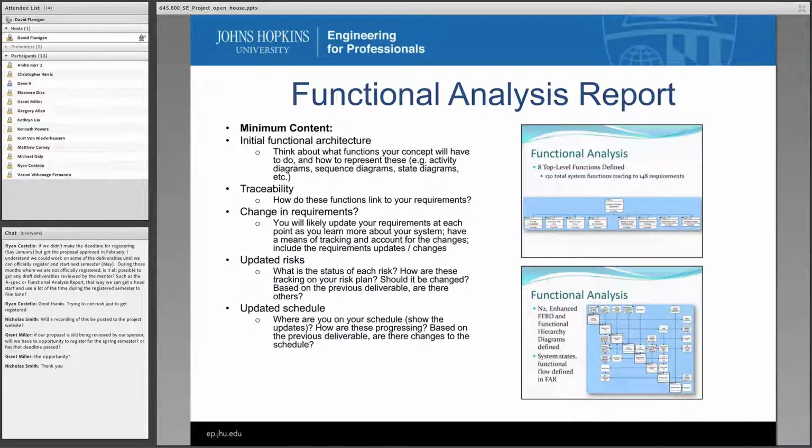Some of the functional analysis comes back from the requirements, from conceptual design, and also introduction to system engineering. Functional analysis is going to come from conceptual design primarily. Think about the functions. Think about the different diagrams. Think about the traceability. Traceability is key throughout the whole project, and we'll talk a little bit about tools at the end. But how do your functions trace to your requirements? What are the changes in requirements? What are the changes to your risks? What are the changes to your schedule?